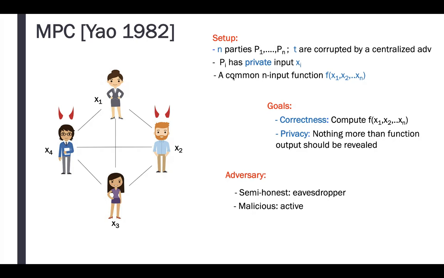Okay. Now, since there is hardly any problem in cryptography which is not modeled by MPC, MPC is called the standard bearer and holy grail problem. So you give me any problem in cryptography and it can be modeled and abstracted as an MPC problem. So MPC is a very, very powerful abstraction.